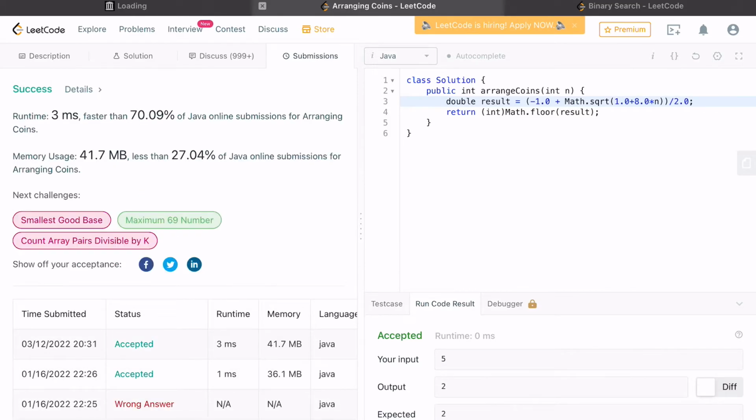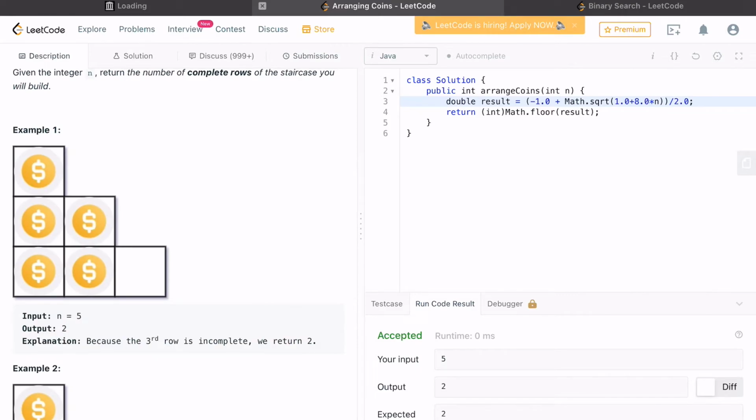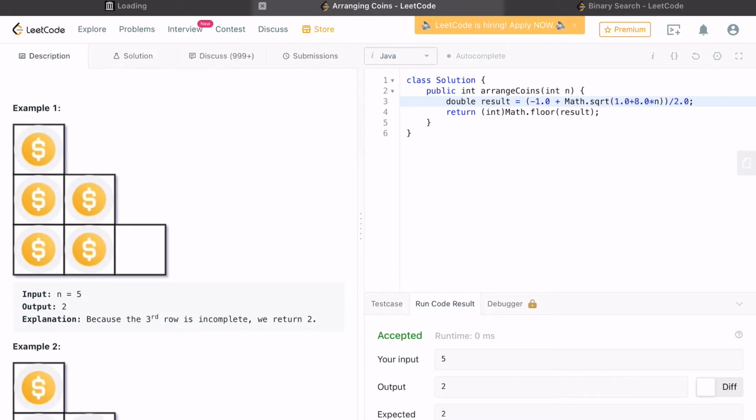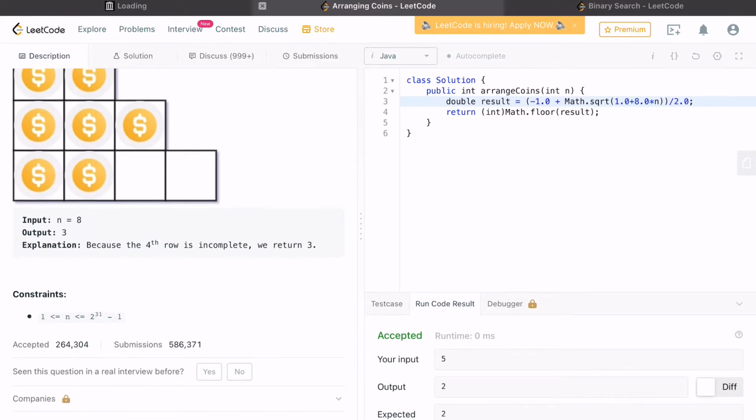What is the complexity of this answer? If the square root function has a complexity of 1, we will most certainly have this complexity to be 1. But I don't think the Java implementation has the square root function with complexity 1. So it might be log n, which is very good. But is there any other way to solve this question?